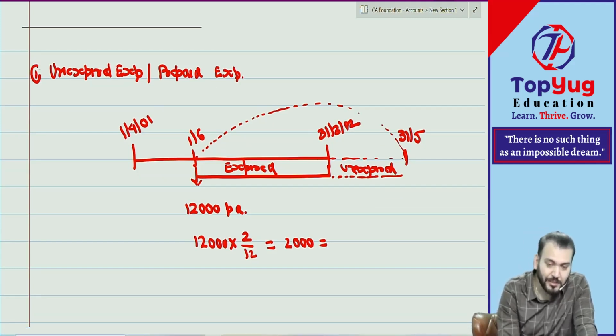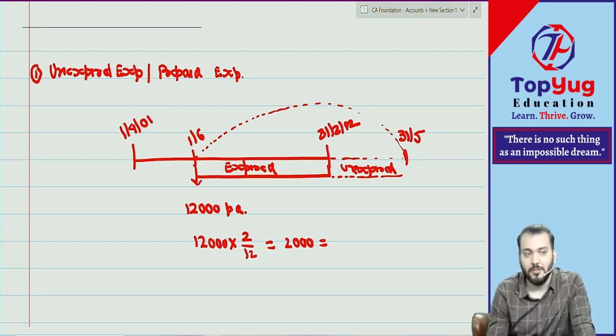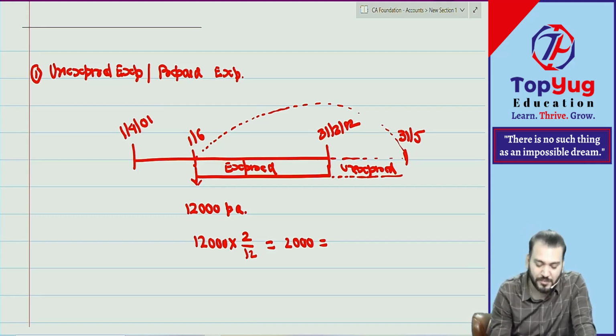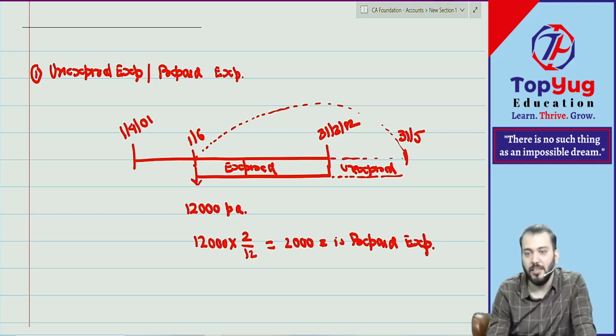So you are not writing. This is my good handwriting. You forgot: unexpired expense and prepaid. Just draw this. So 2000 is prepaid expense or unexpired expense, which will come in the balance sheet.